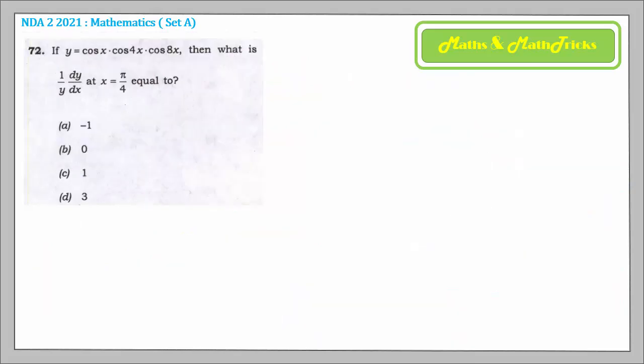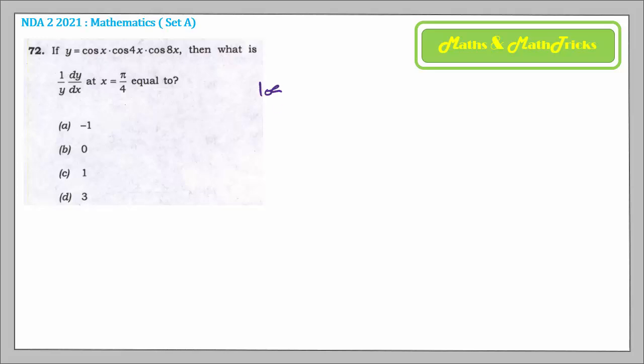Coming on to the next question now, a question from NDA 2 2021 only. Here you have a product u into v into w of three cosine functions with different inputs x, 4x and 8x. And you are asked the derivative of 1 by y dy by dx. So they have given you the hint that 1 by y dy by dx is a part of the log y derivative. So why don't you quickly apply the log instead of applying the product rule there?